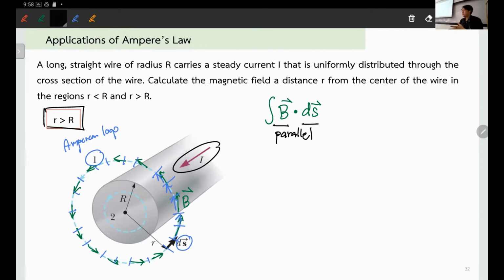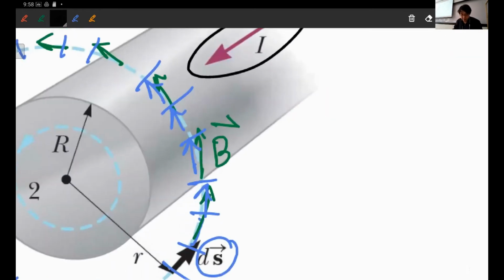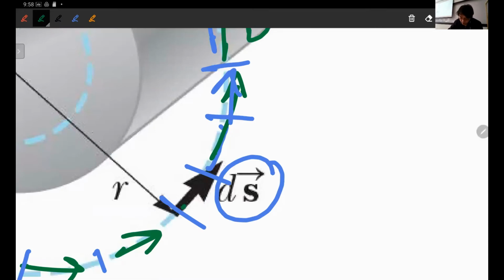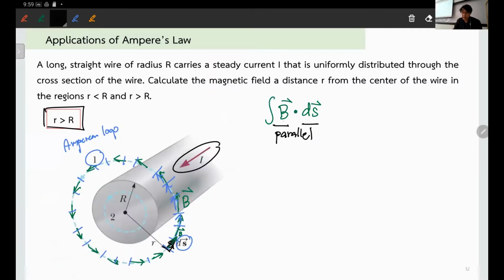You guys, can you see that? Because it's just tangential to the loop. If you zoom in here, see? The magnetic field looping around, that's your B. And of course, the displacement vector ds is always tangential to the circle all the time. So that means on this loop, the vector B and the vector ds are always parallel to each other.